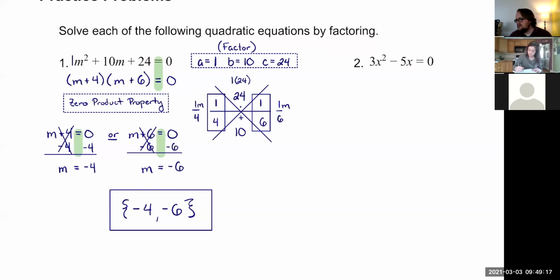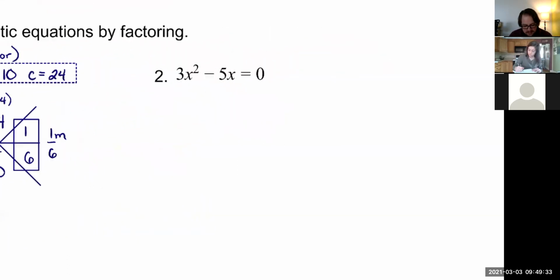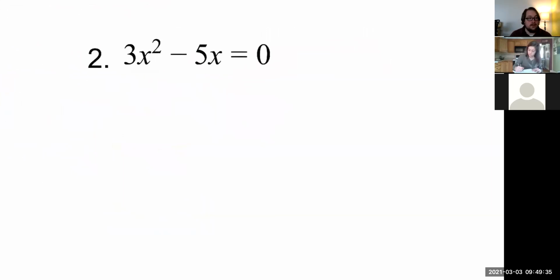So let's try another one. I tried to give some variety today without killing you with boredom, because we could do 50 of these and have a unique one every single time. But that's where the practice comes in for you guys later. But let's take a look at this second one.